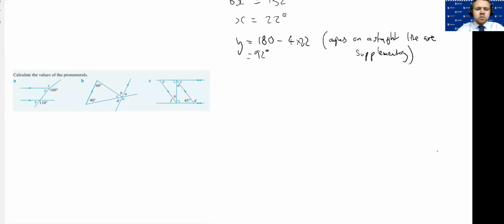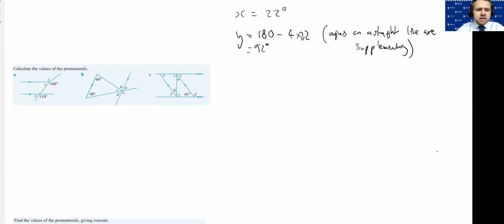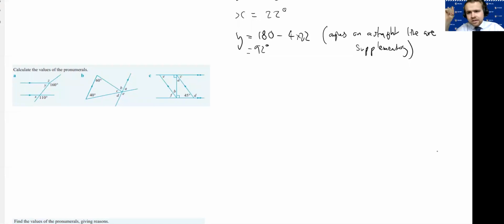For these ones, we've got some parallel lines. You see these arrows, and straight away we're thinking we're going to have to use some parallel line laws. So we've got to think about a few things. We've got to think about alternate angles that make a Z shape. We've got to think about corresponding angles that make an F shape. We've got to think about co-interior angles that make a C shape. Co-interior being the supplementary ones. We might also have to look at vertically opposite angles, but we'll see how we go.